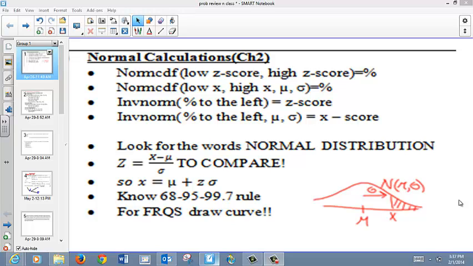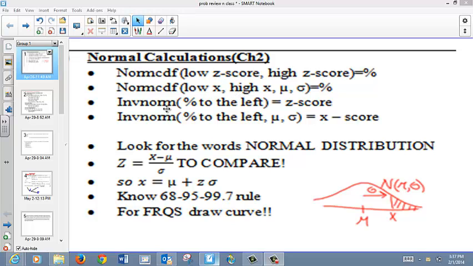Okay, so first of all, our first type of probability problems we did in Chapter 2, normal calculations. And these should be very easy to us now, our norm CDF and our inverse norm problems. Do remember that if you do not put in the mean and standard deviation, you can use z-scores, the low z-score and the high z-score, to get a percent that's in the shaded area. If you include the mean and standard deviation, that will also give you a percent x scores in that situation.